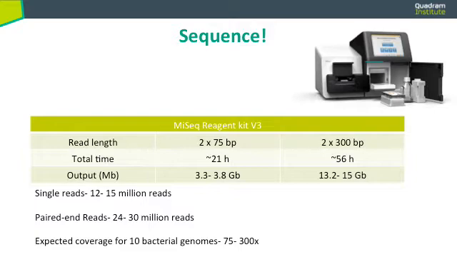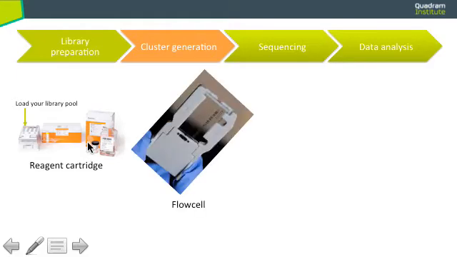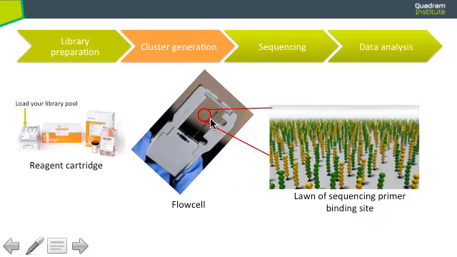So now, here it is, it's the cluster generation part. This is your cartridge where you load your library pool. This is your reagent kit, where you have the reagents that are involved for the sequencing. And this small little thing that is here is called a flow cell. It's that small, really.